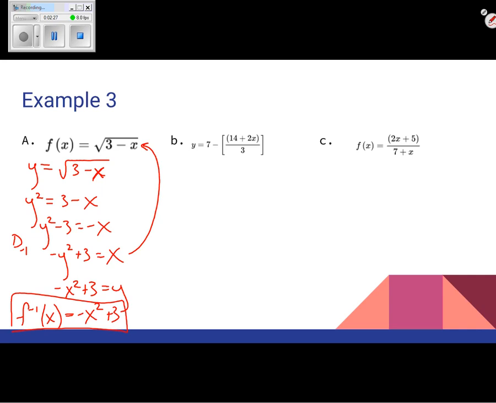I'm going to let you give this one a go, and we'll work C together. C's got some ideas in it that we need to discuss together. So go ahead, pause the video. Several ways to do part B. I'll work it my way, see if it matches up doing it your way.